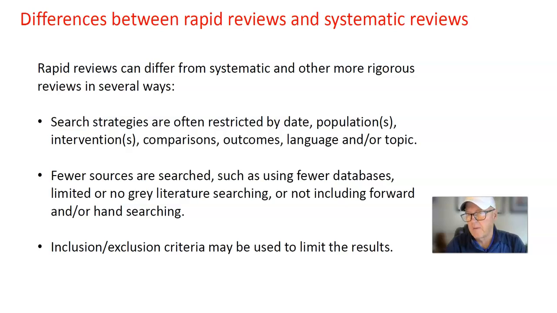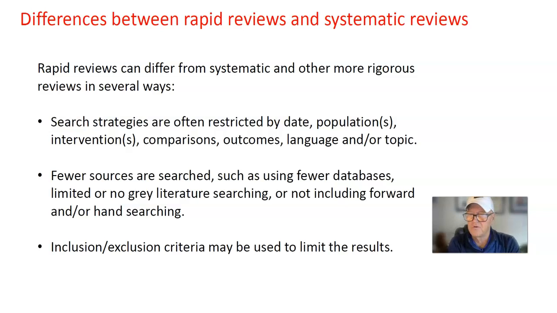The differences between rapid reviews and systematic reviews are many, but here's a few. Rapid reviews can differ from systematic and other more rigorous reviews in several ways. Here's one. Search strategies are often restricted by date, population or populations, intervention, comparisons, outcomes, language, and/or topics. And so you can restrict the focus of the research question or topic. Usually fewer sources are searched, meaning fewer databases are searched, but there are key ones.